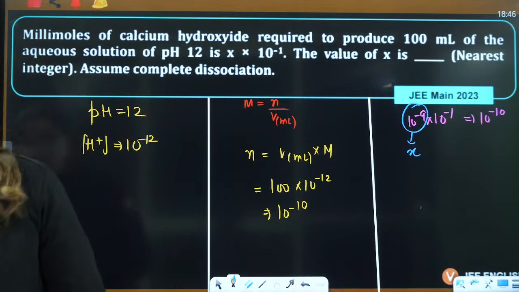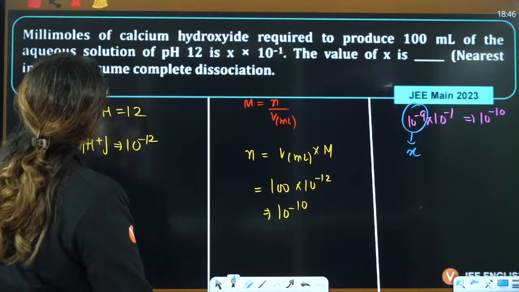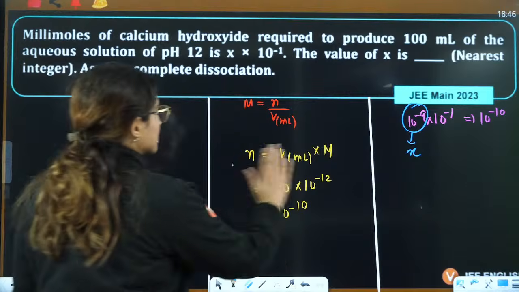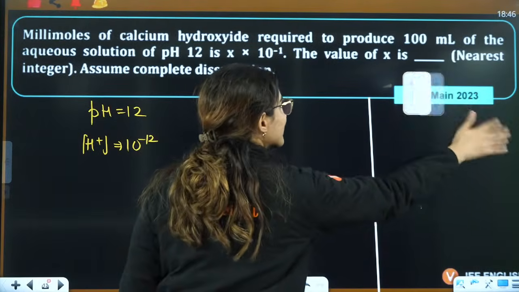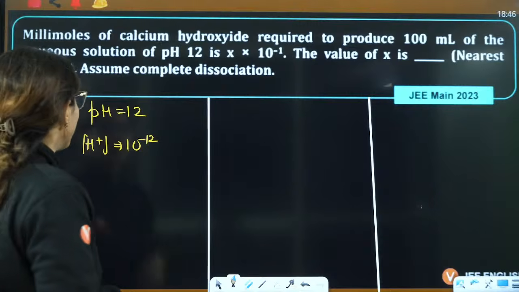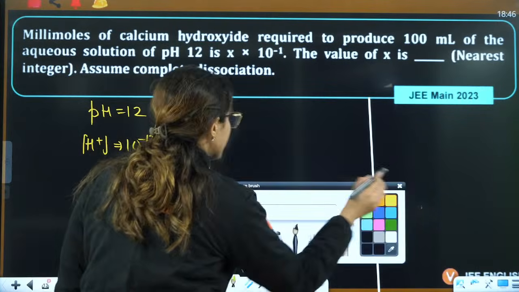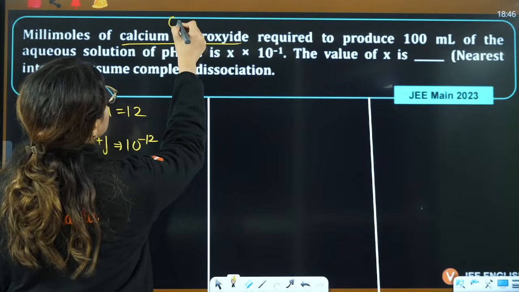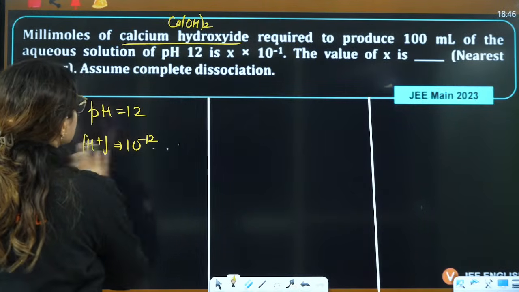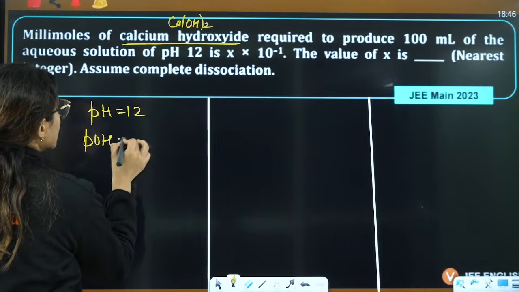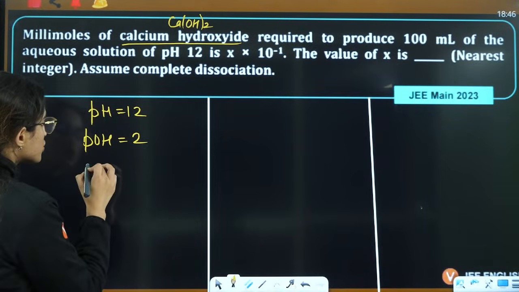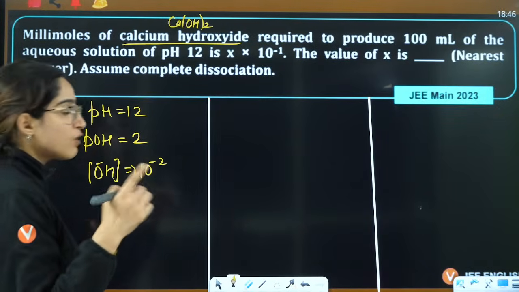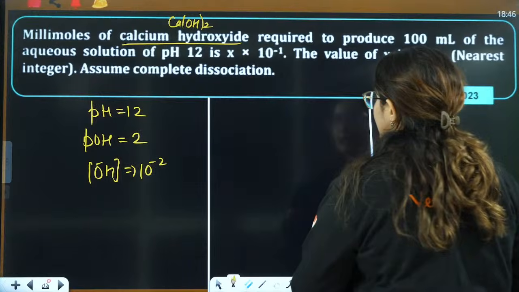Oops, yaar, why am I making these mistakes? pH is given, but we have Ca(OH) twice. Yes, I was just thinking why such an easy question is given to you. Yes, pH is given, but you have OH negative here. This is Ca(OH)2, right? That is the problem, no? So pOH will be 2, right? So OH negative concentration is going to be 10 raised to power minus 2. Now things are going to change here, right?